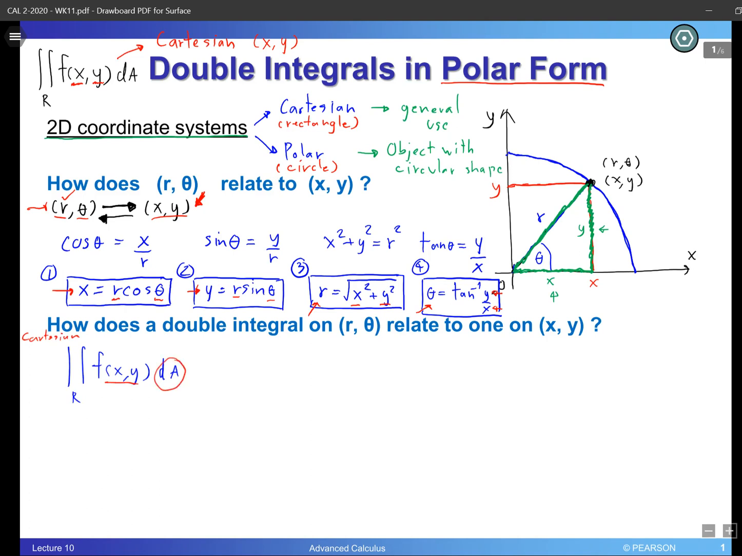At this point, we know that this dA represents the area of a tiny rectangular piece in the integration domain R. Alright, so make a note right here that this dA is the area of a small rectangular piece in integration domain R. How does that look? Let's take a look here.